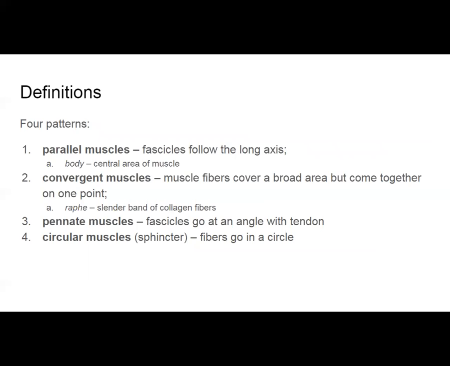All right. So muscles can exist in certain patterns. There are 4 of them. They can be parallel. If they're fascicles, remember fascicles? Okay, in terms of levels of organization, bundles of fibers. If those fascicles follow the long axis, it's a parallel muscle. And the central area of a parallel muscle is known as the body.